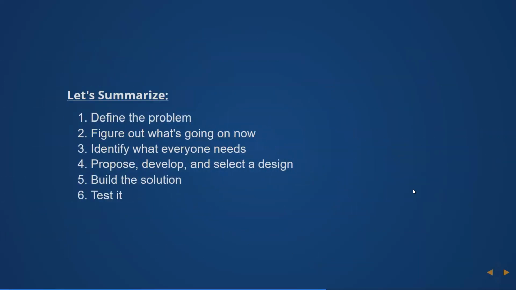So in summary, we define the problem, figuring out what's going on now, identify needs, design something, build it, and test it. That's basically the process. We do that for a simulation, and we do it for any other kind of solution.